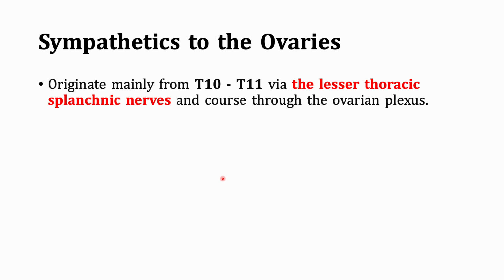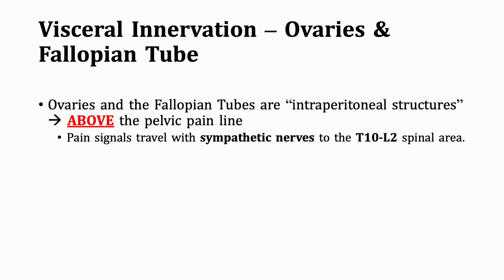And then the sympathetics to the ovaries are from T10 to T11 by the lesser thoracic splanchnic nerves, and they course through the ovarian plexus. And this is actually the last slide, on visceral innervation. For the visceral pain sensation of the ovaries and the fallopian tubes, because they are considered intraperitoneal structures, they are considered to be above the pelvic pain line. So the pain signals travel with sympathetic nerves to the T10 to L2 spinal area.